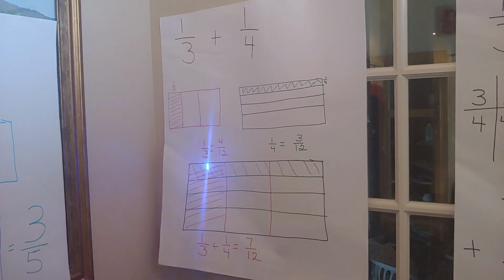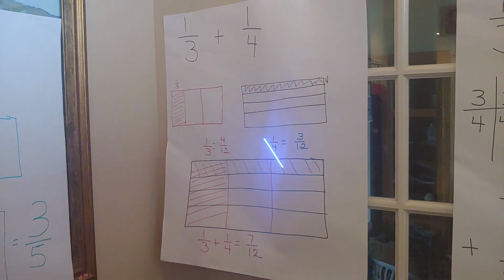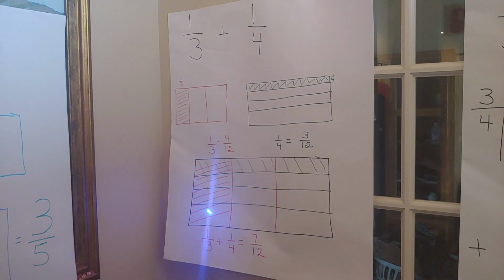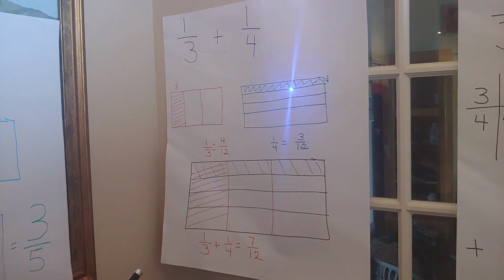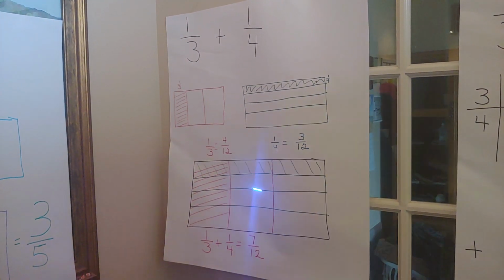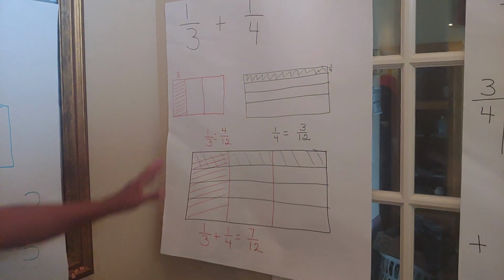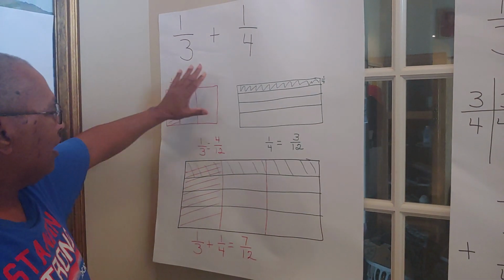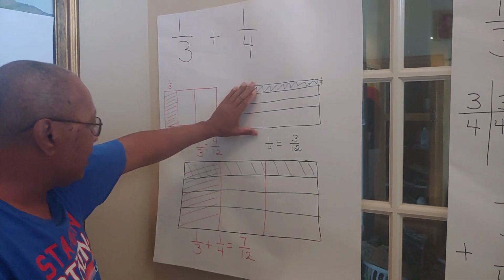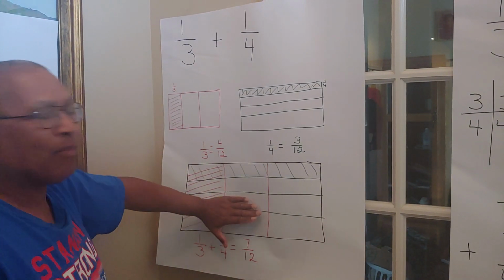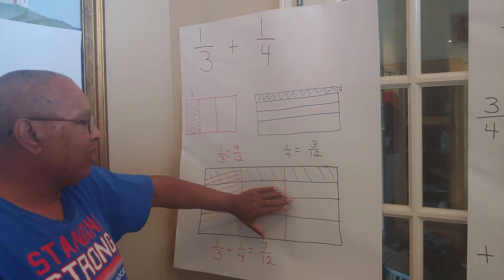I made 1/3: 1, 2, 3. It looks the same. There's that 1/3. Then I took the 1/4: 1, 2, 3, 4. What I want you to visualize is I took this here and I put it on top of the 1/3. That's all I did.